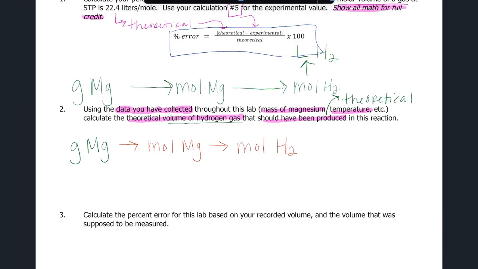And since we're not at STP, for this last step, we're going to have to use PV equals nRT. So we will use PV equals nRT. And this moles of hydrogen that we get here, we're going to plug in for moles.